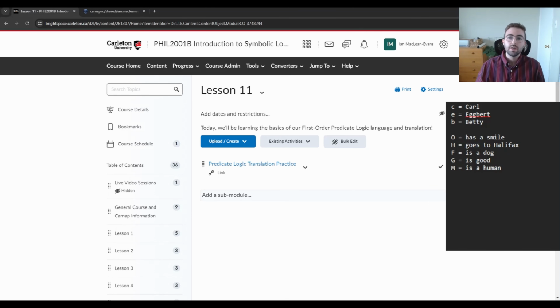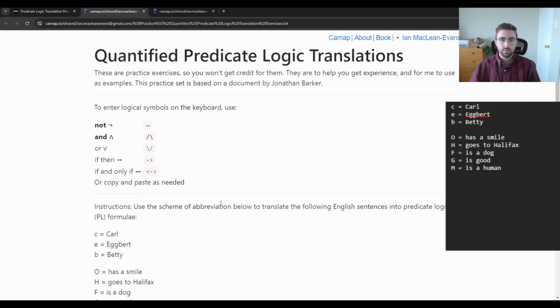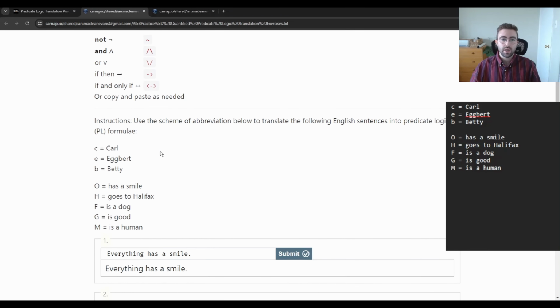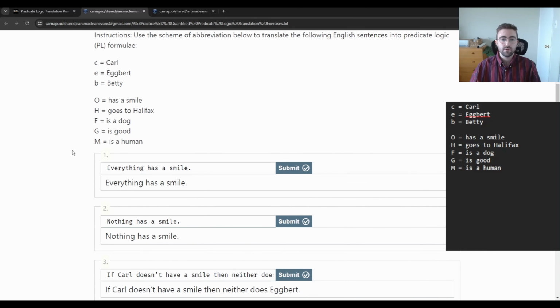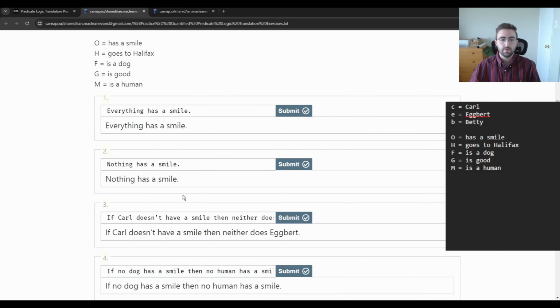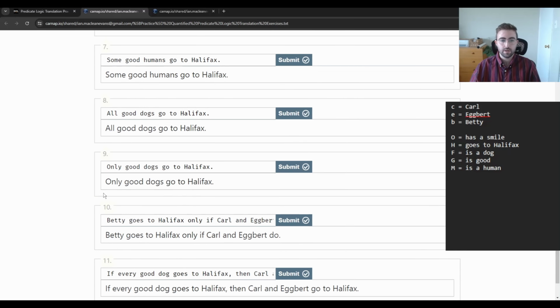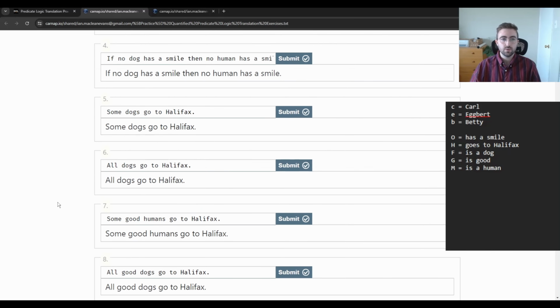Okay, so as always, I'm showing you where the practice is. It's on lesson 11. You can see on the Brightspace here, it might look a little different for you as always, but it's there. And you can see on the right side of the screen, I've already copy and pasted into my notes the translation key we'll be using. So we're going to do some predicate logic translations together. And we'll start with some of the first ones. We'll do a few of the first ones, and then we'll do one of the harder ones, and then I will leave the rest of the practice to you guys.